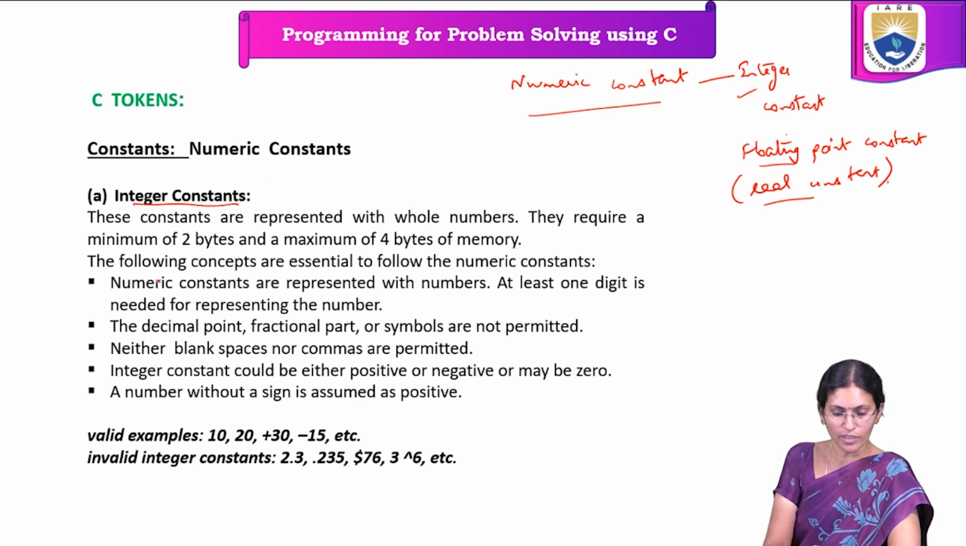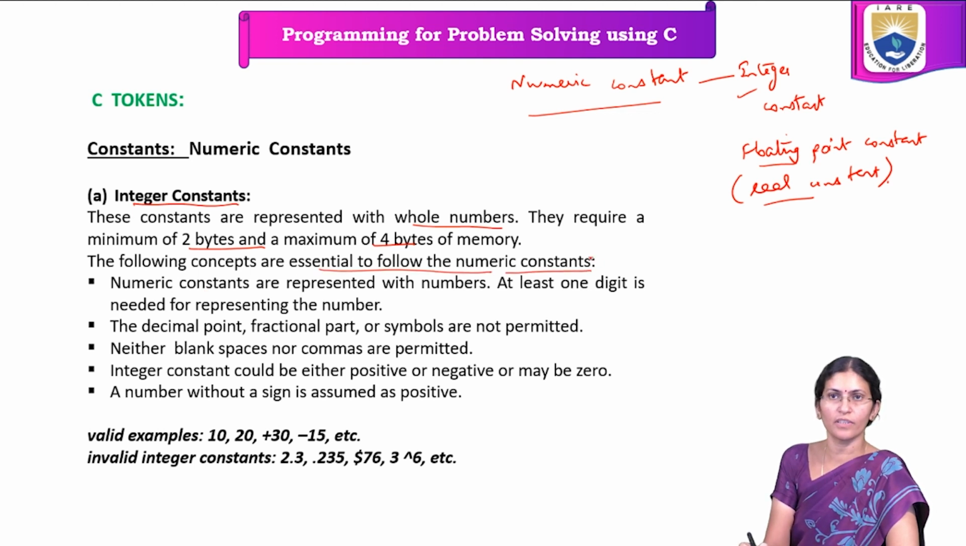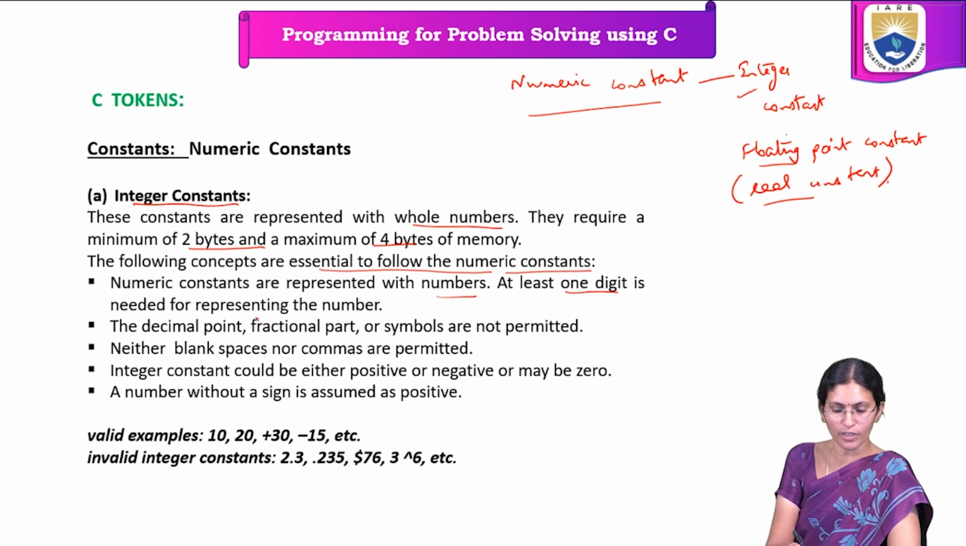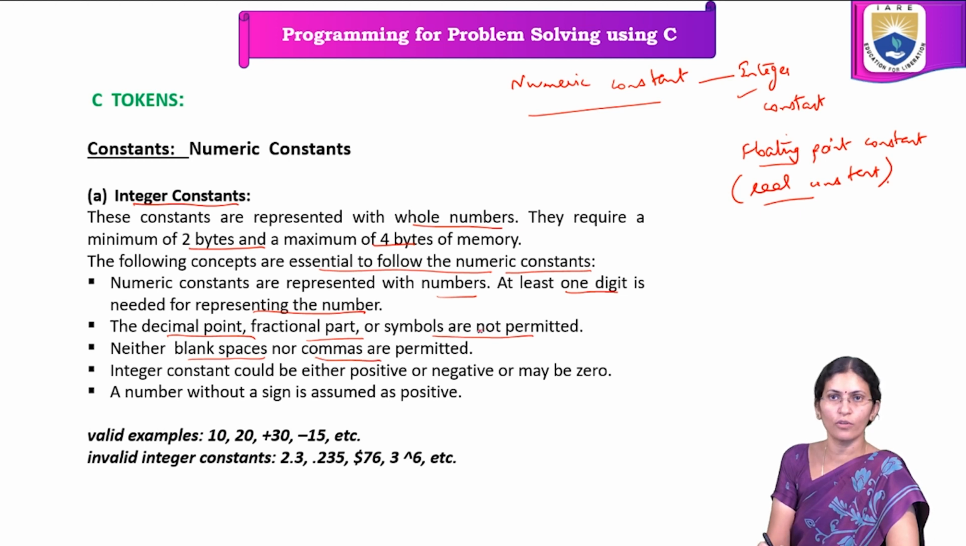So what is an integer constant? These constants are represented with whole numbers. They require a minimum of 2 bytes and a maximum of 4 bytes of memory. The following concepts are essential for numeric constants. Numeric constants are represented with numbers, so there should be at least one digit for representing the number. A decimal point, fractional part or symbols are not allowed for numeric constants, and also blank spaces and commas are not allowed.